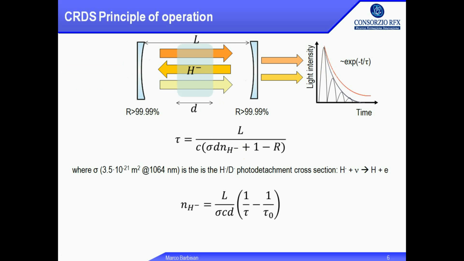This is possible because the H- ions absorb the photons of the laser beam by means of a photo-detachment reaction. By comparing the decay time τ with negative ions and the decay time without negative ion and plasma, it is possible to have an estimate of an average along the line of sight of the optical cavity of a negative ion density.